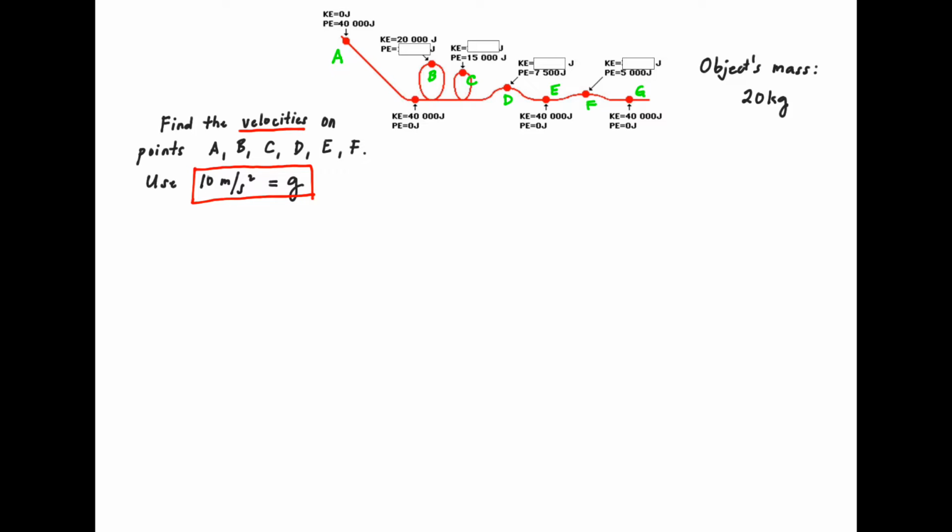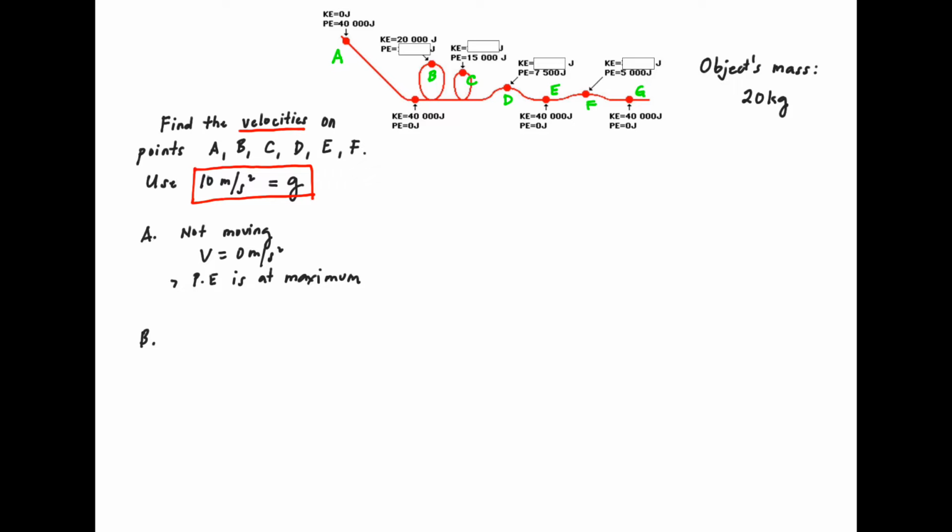So let's solve now for letter A or point A for the velocity. Take note for point A, since it is not moving, velocity is equal to 0. On point A, take note that the potential energy is at maximum. Now, how about on point B?